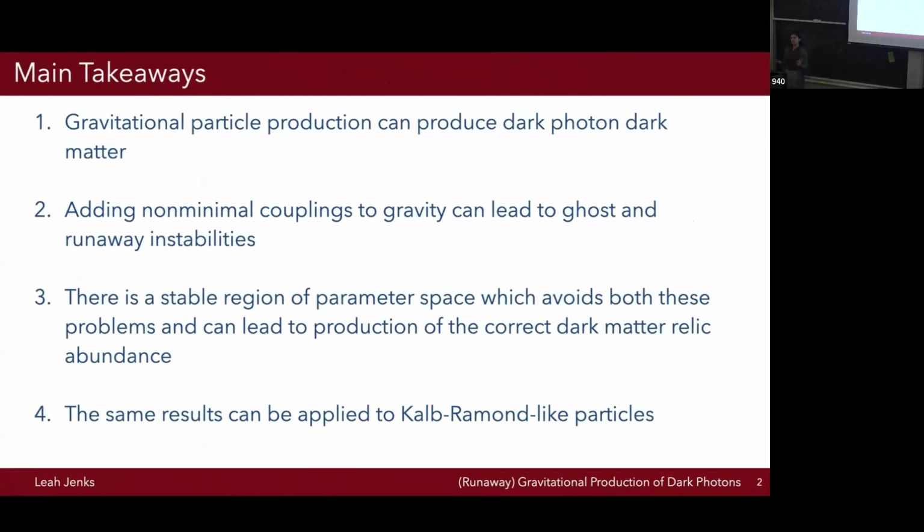Okay, great. So just to give everybody an overview of what we're going to be discussing in this talk. As I said, I'm going to be discussing gravitational production of dark photons in the early universe during inflation. And I'll show that this procedure can produce the dark photon dark matter in the correct relic abundance that we see today. However, if we add non-minimal couplings to gravity to this theory, this can induce instabilities, such as a ghost instability and what we call a runaway instability. But there is a region of the parameter space where we can avoid these instabilities to think about dark matter and phenomenology. And then lastly, at the end, I'll discuss how these same results for dark photons can be applied to the Kalb-Ramond field and Kalb-Ramond-like particles.